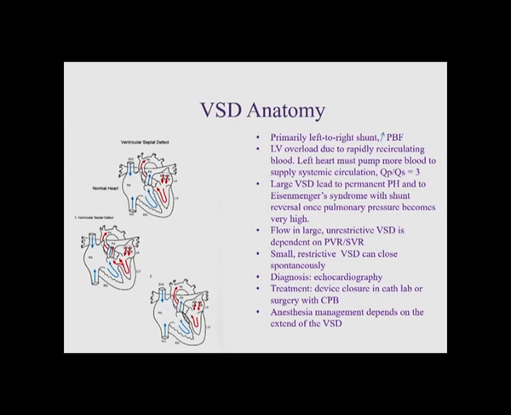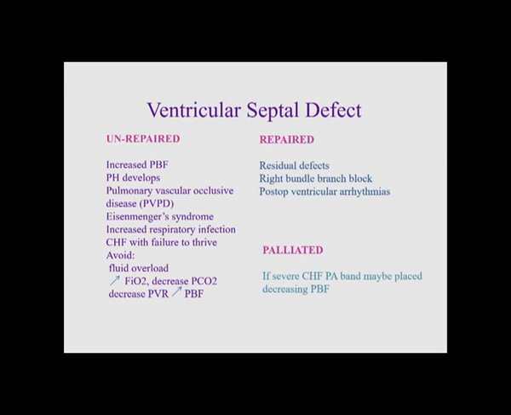And you have to imagine, if your pulmonary flow is very high, your systemic flow will be lower, and your heart needs to pump way more to deliver the same oxygen demand to the peripheral system. For the unrepaired defect, and we have seen this in the previous lecture too, you really want to avoid fluid overload, you want to avoid increase of FiO2, decrease of CO2, because this decreases the pulmonary vascular resistance, and then it overflows again into the pulmonary.